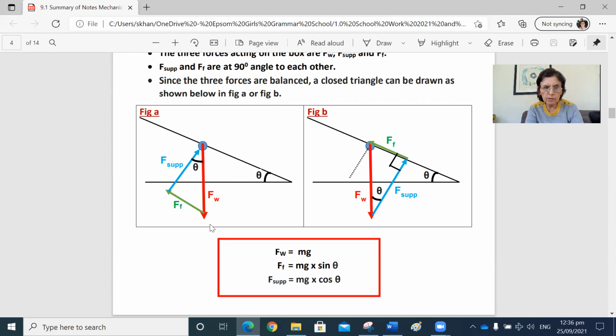Now, instead of starting from here, you could draw the weight force first. And then instead of drawing the friction force, we can draw the support force, because support force was acting at a 90 degree angle, and then the friction force in that direction. So it doesn't matter which way you draw it, but all three vectors should end up where we started off. So this method can be used to find out the size of the friction force and the support force.